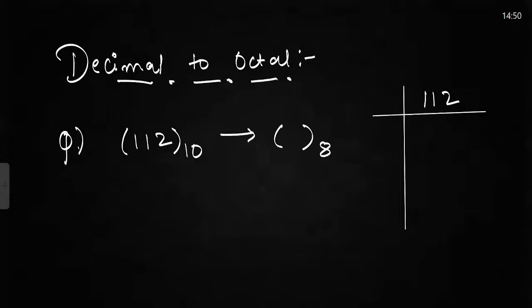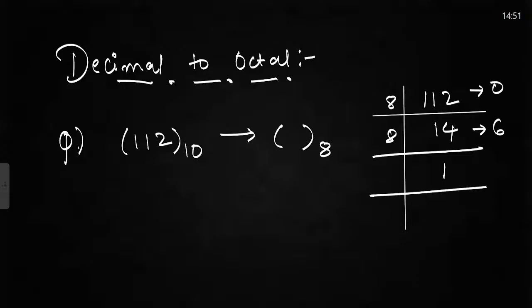So I am having 112. If I am dividing by 8, then that will give me how much? 8 fourteens are 112, so remainder is 0. 8 ones are 8, plus 6, so 6 is my remainder. So my equivalent is 160. So 112 in decimal means it is 160 in octal number system.